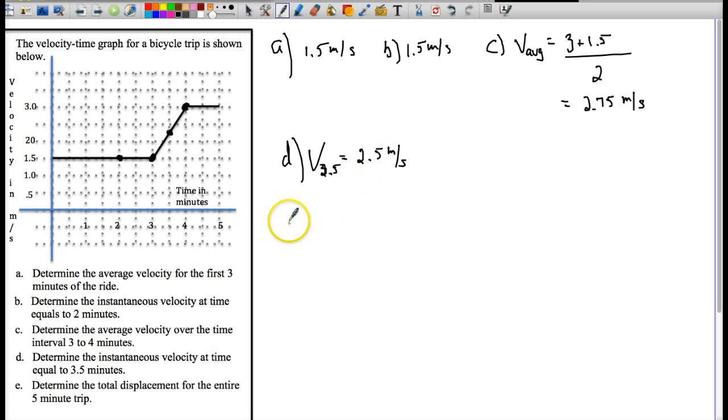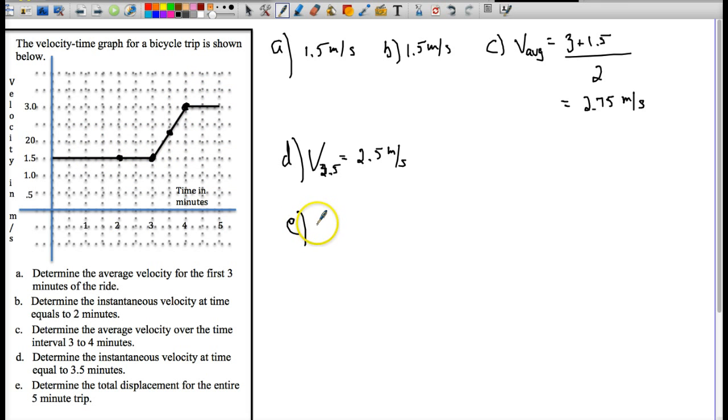All right, and then E. E is where we make our money. E says determine the total displacement for the entire trip. So the total displacement, this is where things are nice. We could go through and do some calculations. There are two ways we can do this. We have all the average speeds here, and that'll help us. There's another way we can do it that I can show you after.